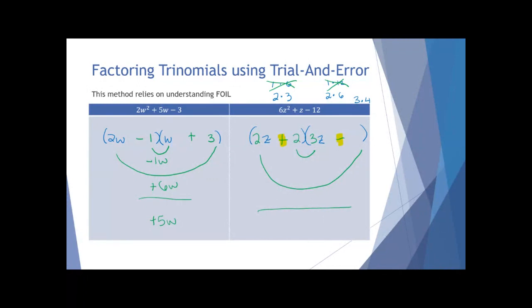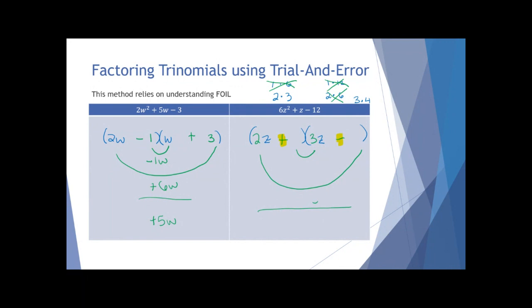Now I need to try 2 and 6. 2 times 3, that's 6z. 2 times negative 6, negative 12z. 6 minus 12, that gets a negative 6. That's not what we want. We erase. We flip. 6 times 3 is 18z. 2 times negative 2, that's negative 4z. 18 minus 4z, that doesn't work. So now we have ruled out 2 and 6.